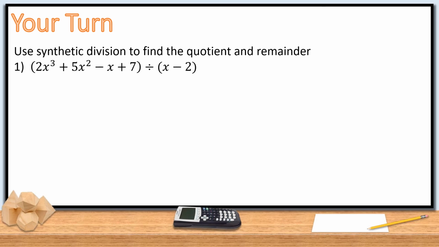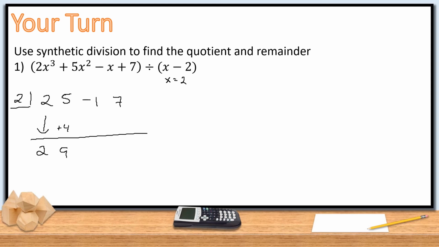All right, so x minus 2, we're going to sub in x equals 2, so that's going to be our synthetic divisor. And then we've got 2x cubed, 5x squared, minus x plus 7, so all powers of x are accounted for. So we've got 2, 5, minus 1, 7. And put in our bottom line, bring down the 2. 2 times 2 is positive 4. 5 plus 4 is 9. 9 times 2 is positive 18. 18 minus 1 is 17. 17 times 2 is 34.